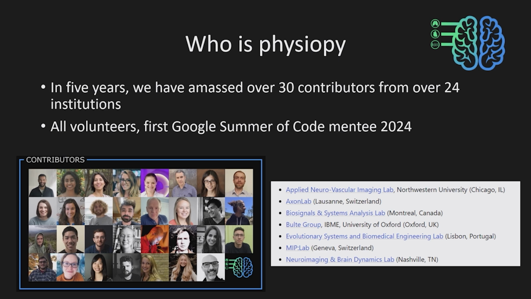Essentially, in the past 5 years since we've been founded, we've amassed over 30 contributors from 24 different institutions all over the globe. And this is really exciting for us because we're all volunteers, we're all from all over the place, and it's a really great place to network, to contribute to different projects. Here's a little list of some of the universities that we do have with us. One of them, the MIP lab, is now at the University of Maastricht in the Netherlands.